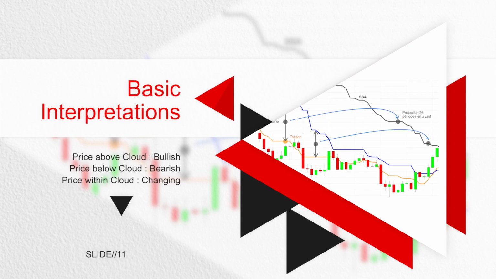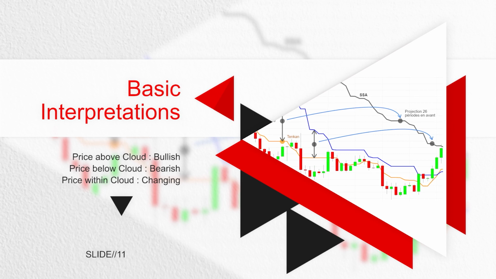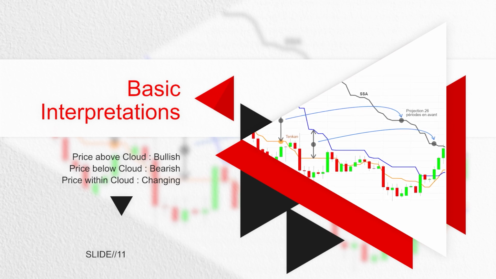Here are some of the basic interpretations of the Ichimoku charts. When the price is above the cloud, we're in a bullish trend. When the price is below the cloud, we're in a bearish trend. When the price is in the middle of the cloud, the trend might be changing.